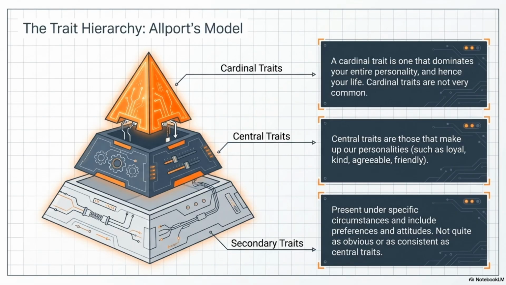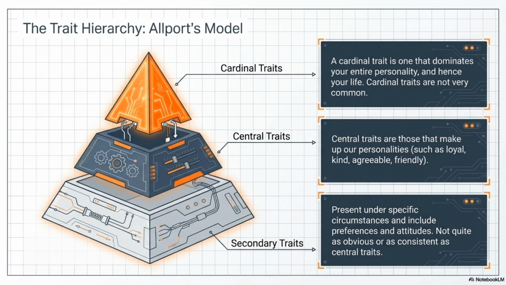Which, looking at the textbook, feels a bit like analyzing a movie script. How do you mean? Well, a cardinal trait is like your main character trope, like Ebenezer Scrooge being entirely defined by his greed. Right, the classic example. But most real people aren't one-dimensional villains. We operate on central traits instead, like being generally loyal or optimistic. Absolutely. And then those secondary traits are purely situational quirks. Like, for me, how I absolutely must sleep on the left side of the bed. We all have those.